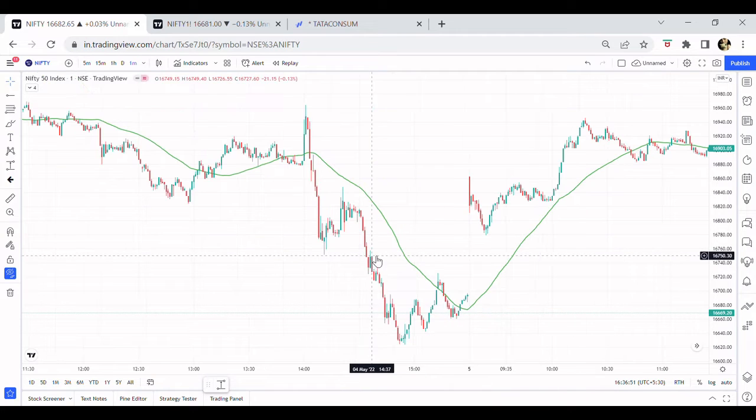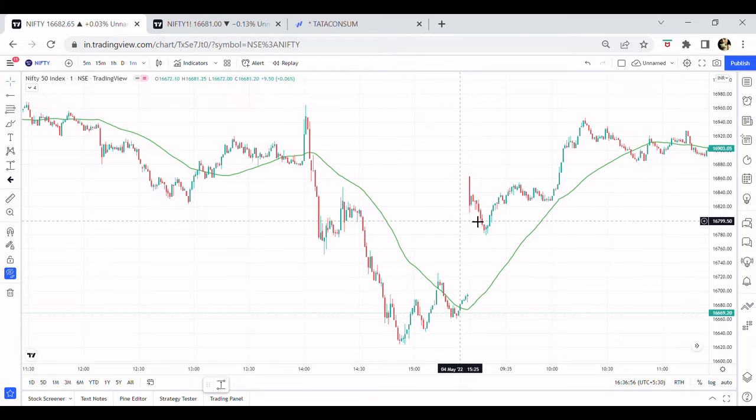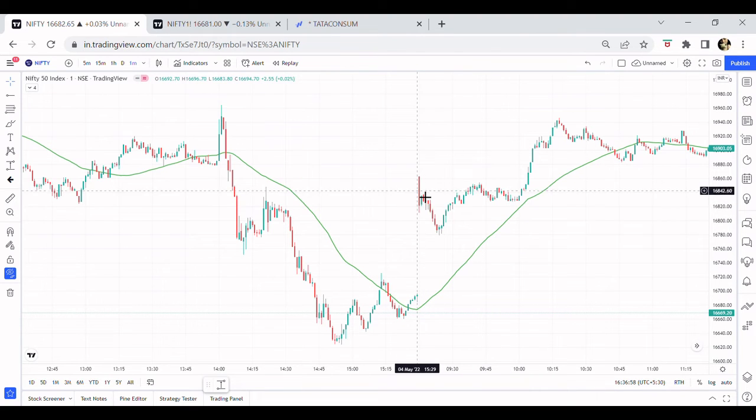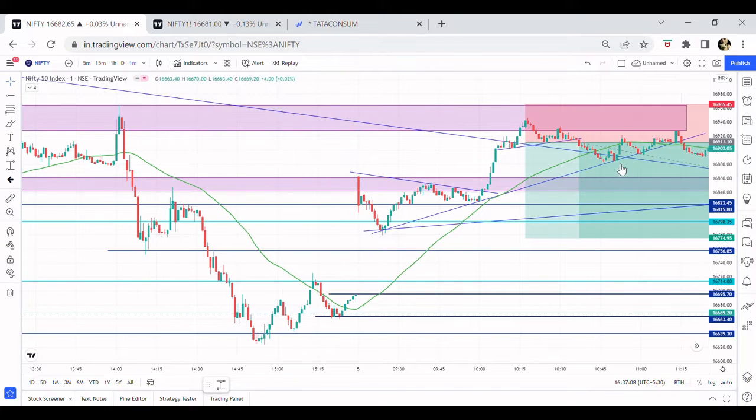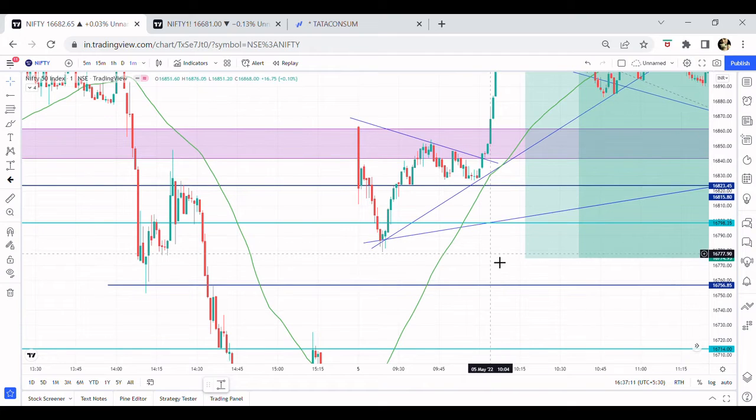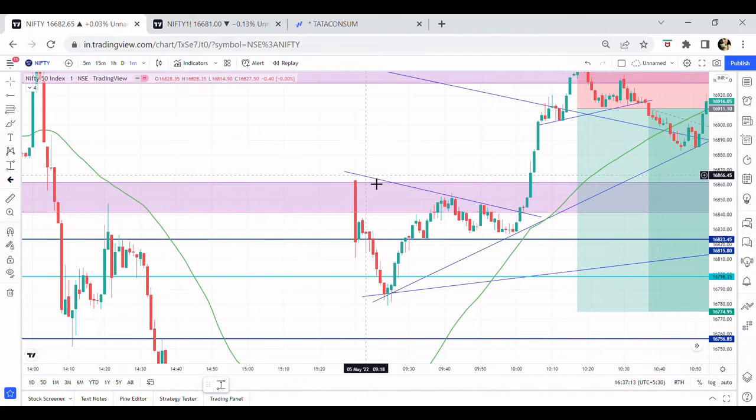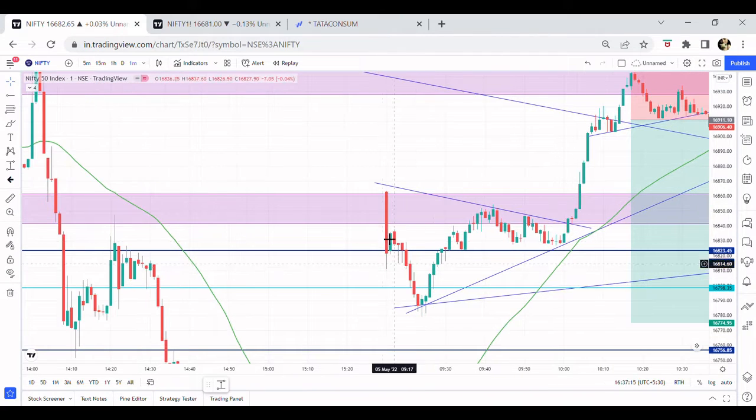Today Nifty opened gap up. This was the support zone and Nifty opened gap up. Then I thought Nifty is making an M pattern here. So before the breakdown like this, I have hidden all the trend lines and everything because this is too much of a mess. Anyways, so in the morning Nifty was making an M pattern.